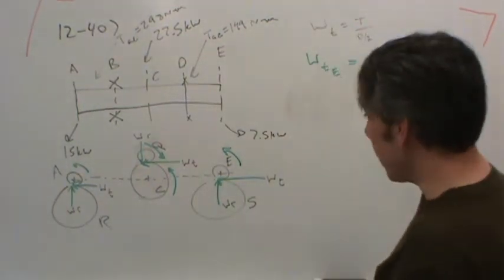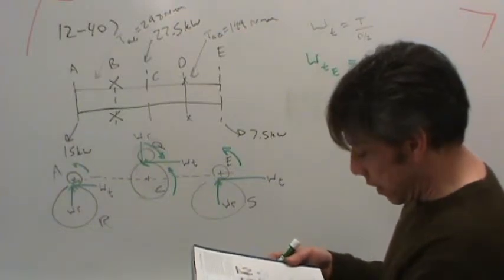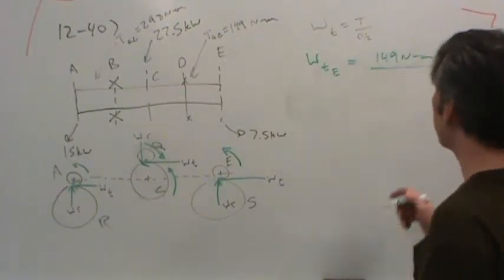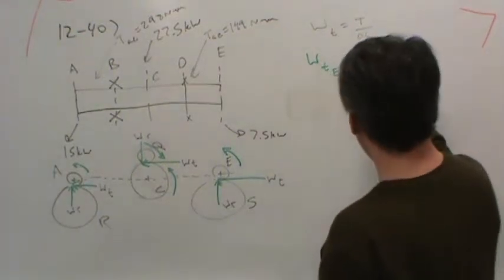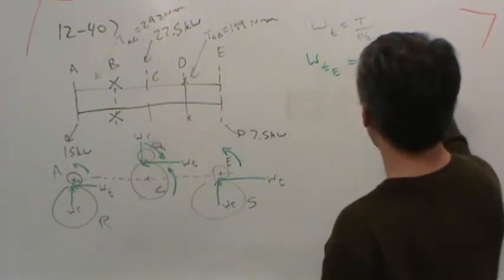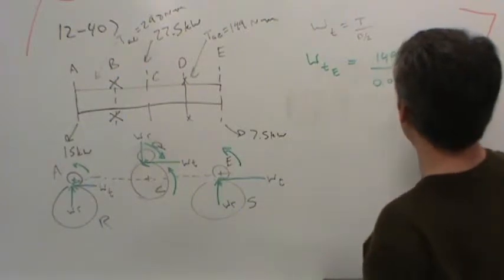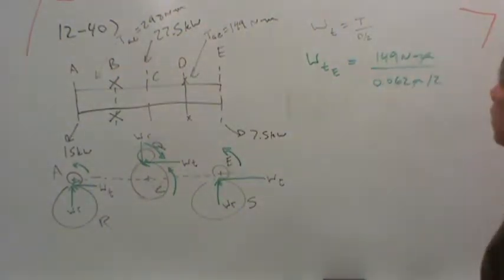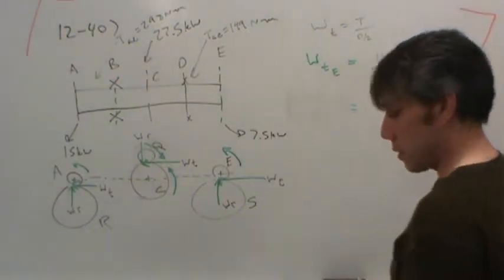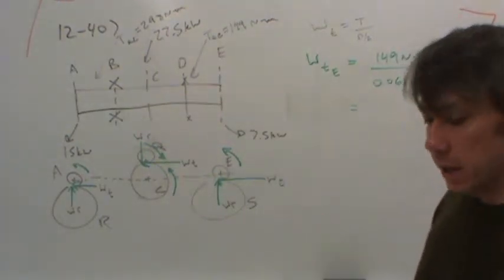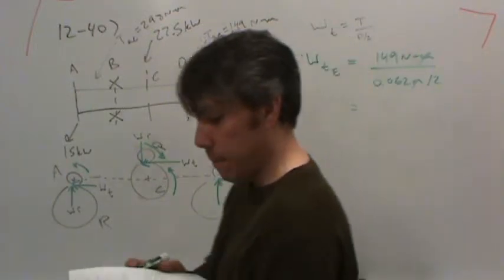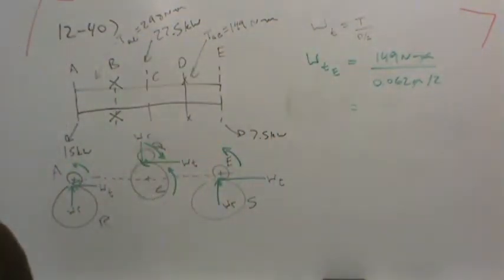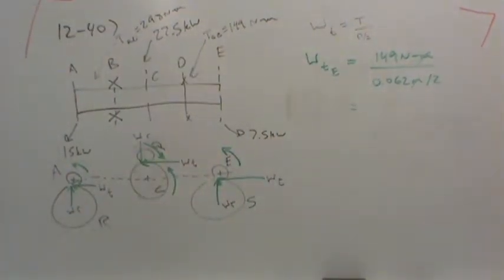So the pitch diameter on gear E, let's see, looks like it's 62 millimeters. So 0.062 meter over 2, so that'll take care of meters, and we should just have a load in newtons. Plug that in your calculators, let's see what we get. And then we'll pause the video in the meantime and calculate the rest of the tangential loads.